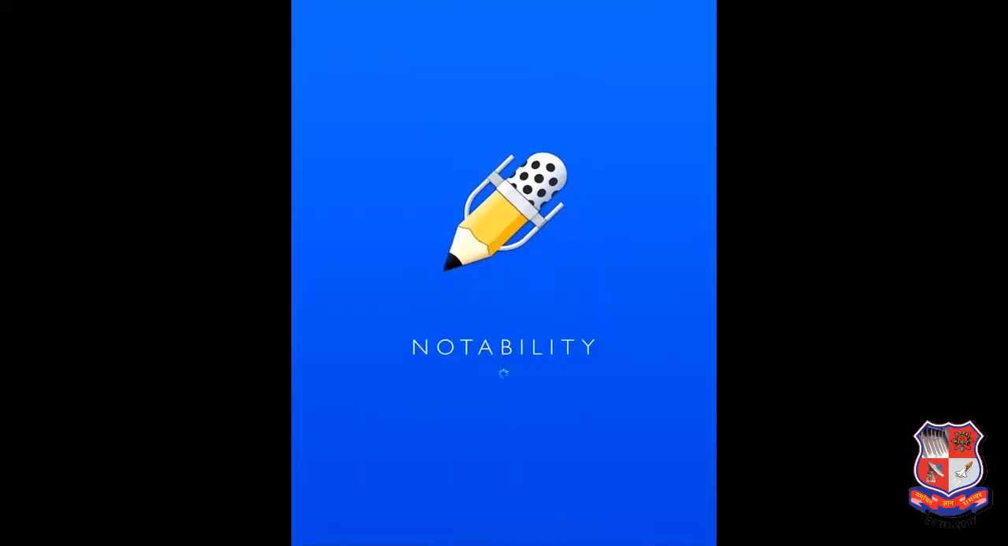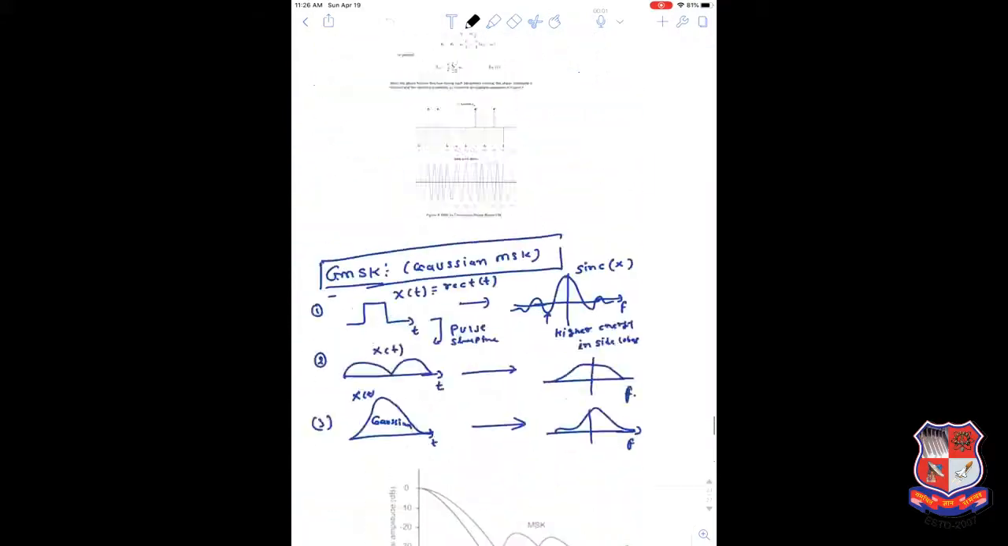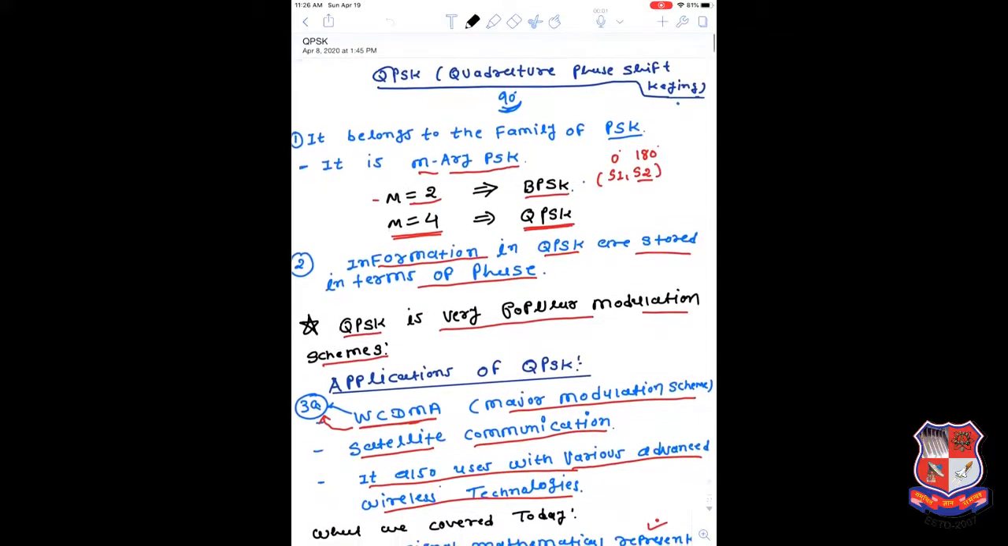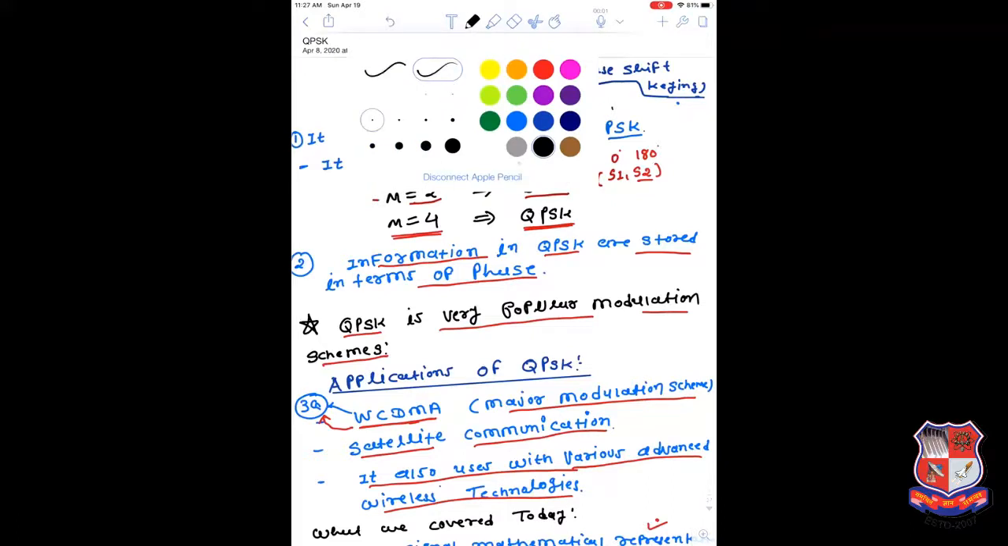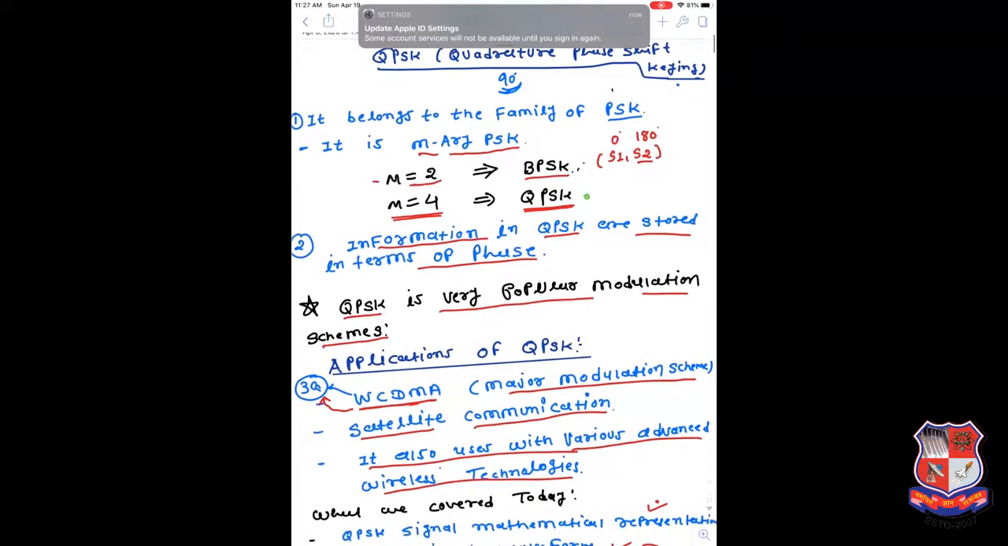Okay, so good morning to everybody. In the last lecture, we have discussed various forms of quadrature phase shift keying, QPSK. QPSK is simply known as quadrature phase shift keying, and it belongs to the family of phase shift keying. We have even discussed binary phase shift keying, where M is equal to 2. Then we have discussed QPSK, quadrature phase shift keying with M is equal to 4.